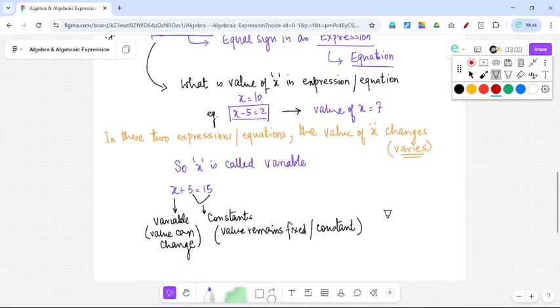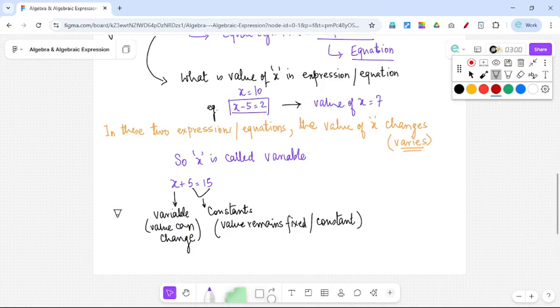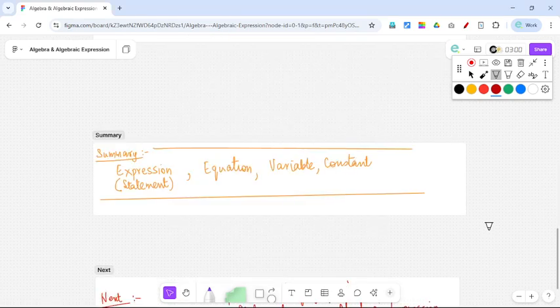So you have to remember these two terms. Variable, where the value can change, and constant, where the value remains fixed or constant. So to summarize, in this session we have seen what we mean by expression or a statement in a language form as well as in a mathematical form, algebraic form. Then we have also seen the difference between equation and expression, what we mean by a variable and a constant.